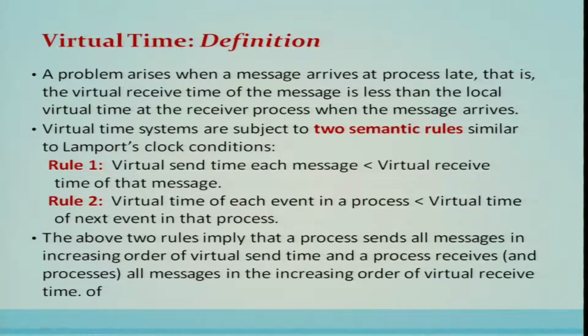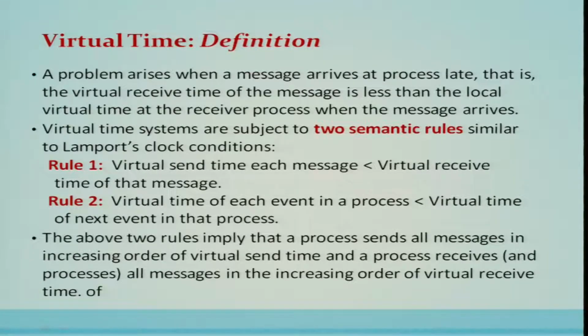Virtual time systems are subject to two semantic rules similar to Lamport's clock conditions. Rule 1 says that the virtual send time of each message should be less than the virtual receive time of that particular message. Otherwise there will be a problem, and the problem will be resolved using rollback. Rule 2 says that the virtual time of each event in a process is less than the virtual time of the next event in that particular process. This is going to be solved using the global clock system.